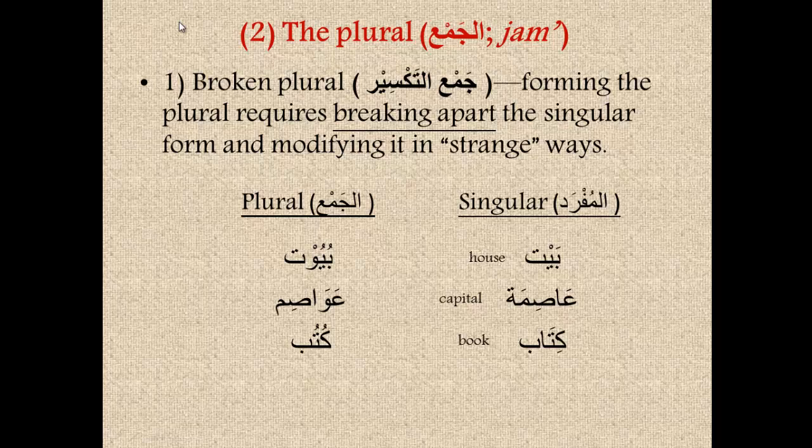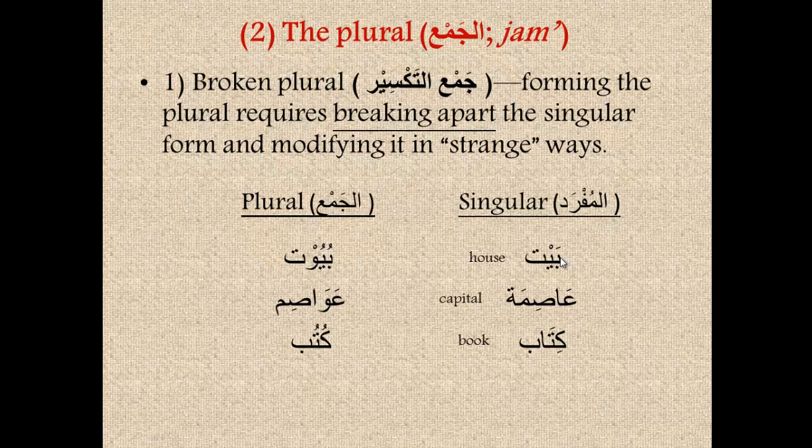So let's begin with the first type of plural, which is the broken plural, jam' taksir. Forming this plural requires breaking apart the singular form, requires dismantling the singular, and then adding in and changing stuff, so modifying it in very strange, so-called strange ways. Strange in my opinion, at least. Let's take a look at a few examples here.